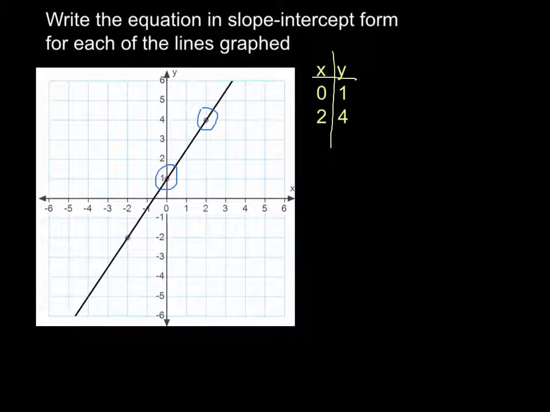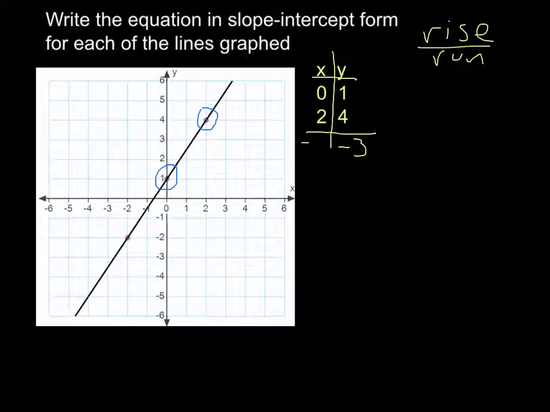Now remember, there's two ways of getting the slope here. We can either subtract the y's and put them over the x's using rise over run. We get 1 minus 4 equals -3. 0 minus 2 is -2. So the rise is -3, the run is negative 2. And since we have a negative over a negative, that's 3 halves.